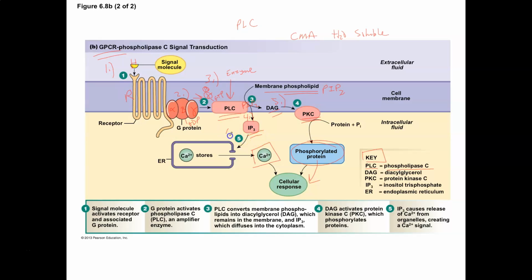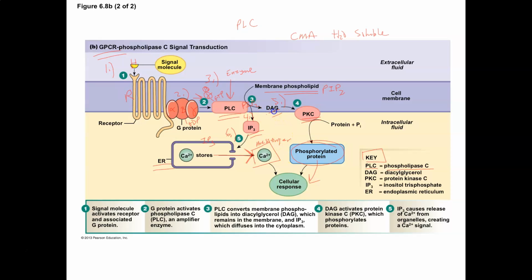What about IP3? Let's call this number 6. IP3 is going to go on and interact with the endoplasmic reticulum. IP3 is going to bind to receptors that are in the membrane of the endoplasmic reticulum. And when IP3 interacts with its receptor, it's going to cause the release of calcium. So calcium gets released as a messenger, right? It's acting as another messenger inside of the cytoplasm, inside of the cell.